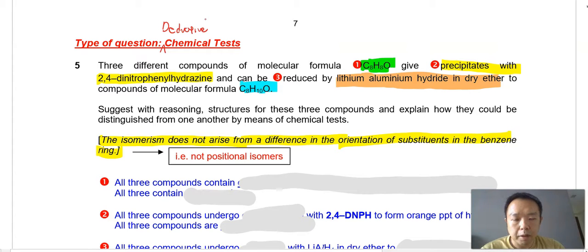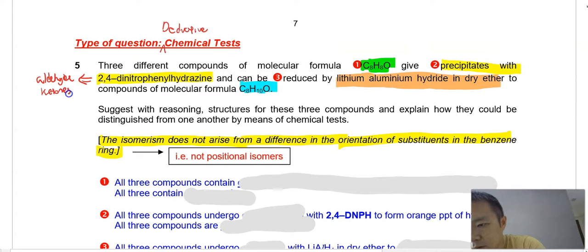We have 3 different compounds of the molecular formula C8H8O, which give a precipitate with 2,4-DNPH. So if you recall 2,4-DNPH, what we're testing for is aldehydes and ketones. Which means these 3 compounds are either aldehydes or ketones. They can be reduced by lithium aluminum hydride in dry ether. So this is nothing new. We know that aldehydes and ketones can be reduced to form the corresponding primary and secondary alcohol. So if it's an aldehyde or ketone, you get your primary and secondary alcohol.